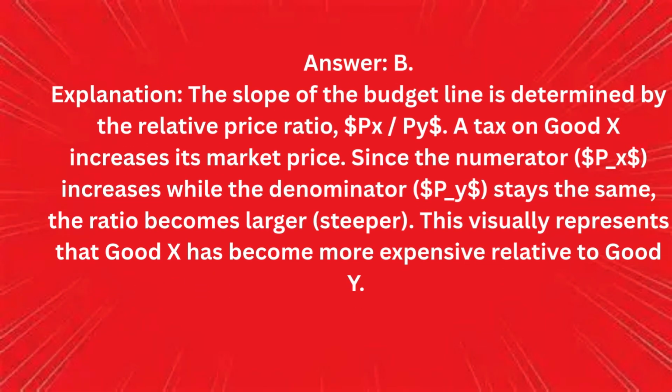Answer, B. The slope of the budget line is determined by the relative price ratio, PX/PY. A tax on good X increases its market price. Since the numerator, PX, increases while the denominator, PY, stays the same, the ratio becomes larger, steeper. This visually represents that good X has become more expensive relative to good Y.